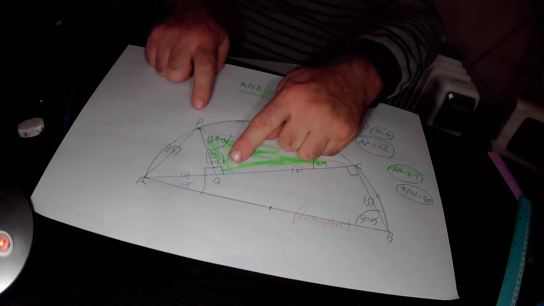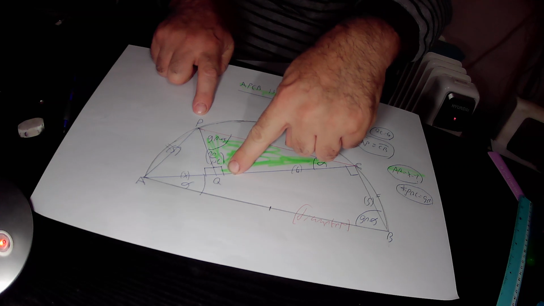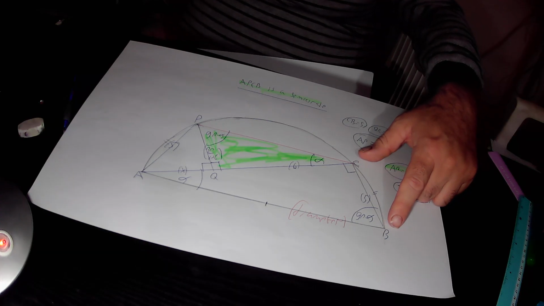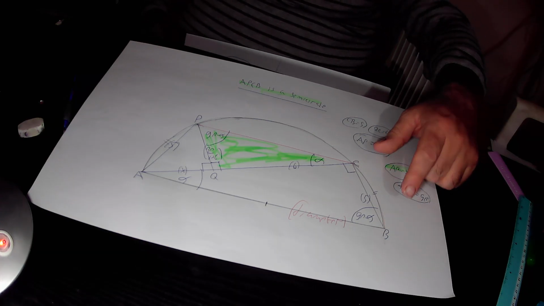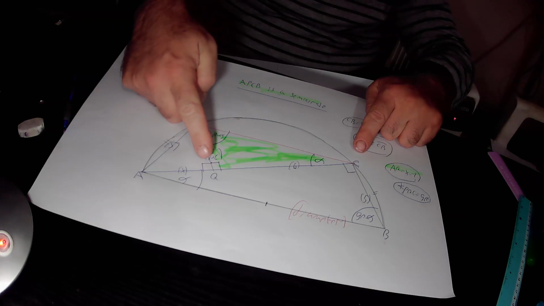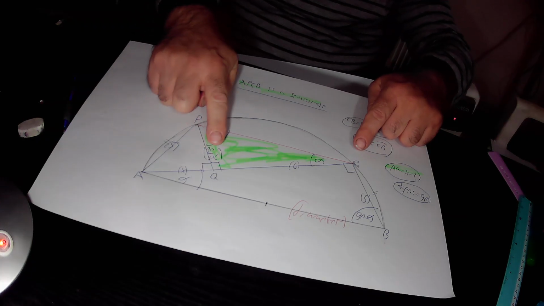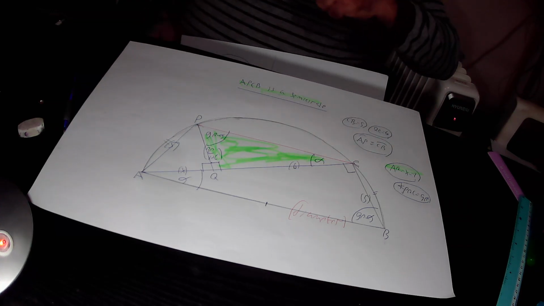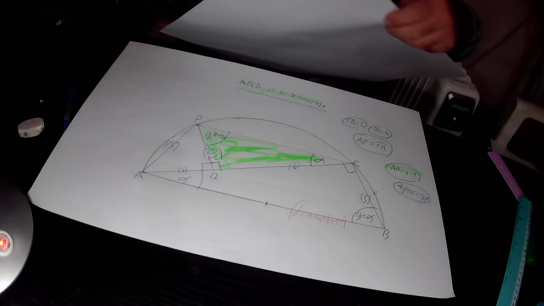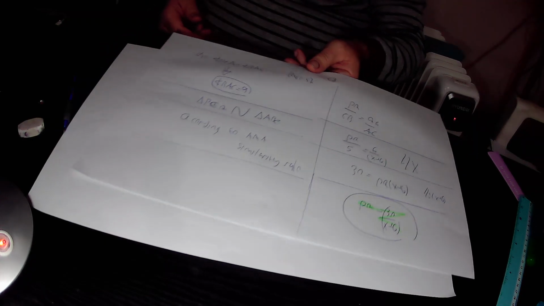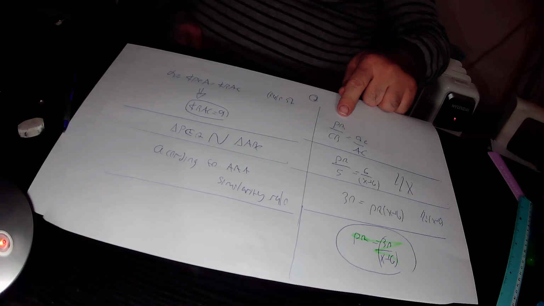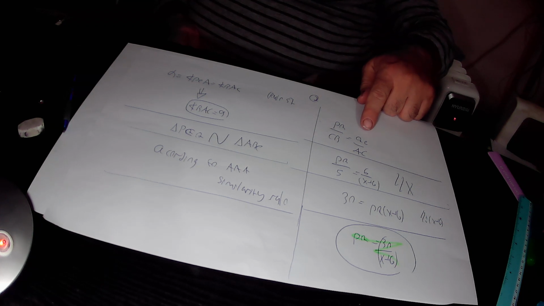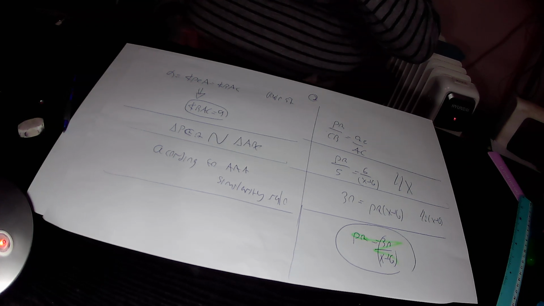Side PQ of the green right triangle PQC over side CB of this right lower triangle ABC is equal to side QC of this right triangle PQC over side AC of this right lower triangle ABC. And again, from the fact that those two right triangles are similar to each other, we derive that side PQ of the green triangle over side CB of the right lower triangle equals side QC of the green triangle over side AC of the right lower triangle.